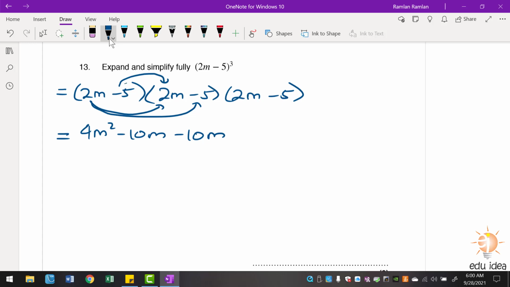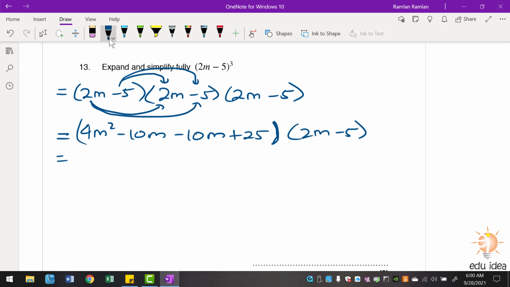This is not 5 times 2m. This is minus 5 times 2m. Okay, the last one is this one here, which is minus 5 multiplied by minus 5. You get positive 25. And again, you put brackets, and then that 2m minus 5 doesn't change.